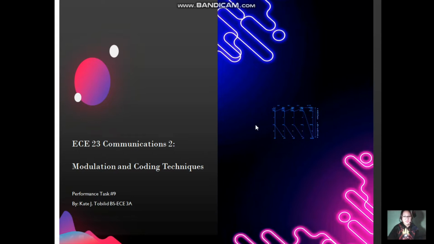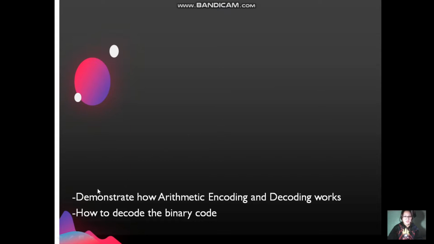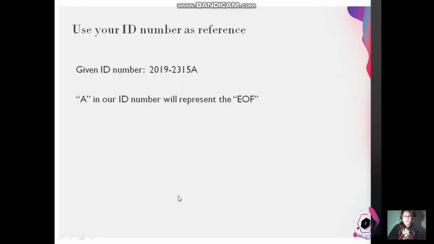My performance task number 9 in ECE 23. I'm going to demonstrate how arithmetic encoding and decoding works, and how to decode the binary code. For this activity, we are going to use my ID number as reference. Now, given the information or message, how do we decode this message?